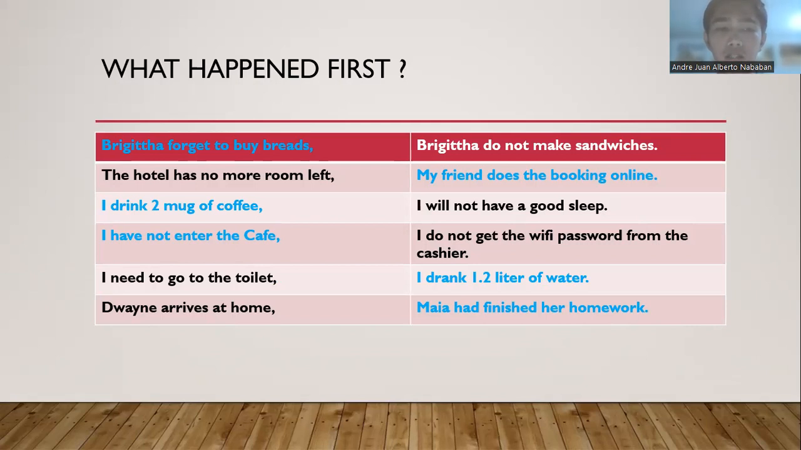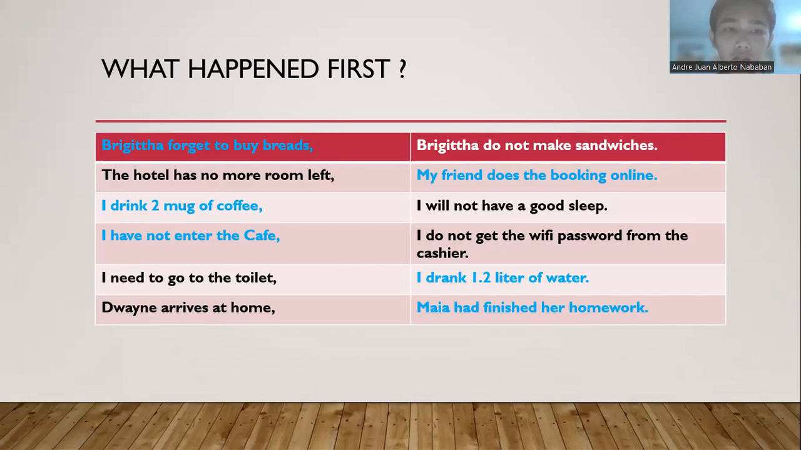The second sentence: the hotel had no more room left, and my friend did the booking online. The action that happened first is my friend did the booking online. The third sentence: I drank too much coffee, so I will not have a good sleep. What happened first is I drank too much coffee.